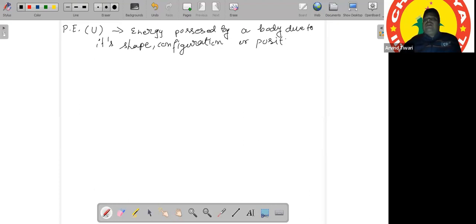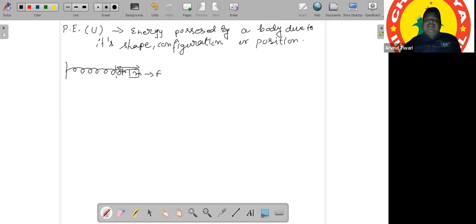So we observe that in various substances, whenever there is a change of shape, or a change of configuration, or a change of position, there is some ability to do work. That substance gains some ability to do work. For example, if we consider a stretched spring, let us consider first a spring, and if we stretch it to a certain length, let's say it has some mass tied to it, and we have produced some extension in it by applying some force on it, right?